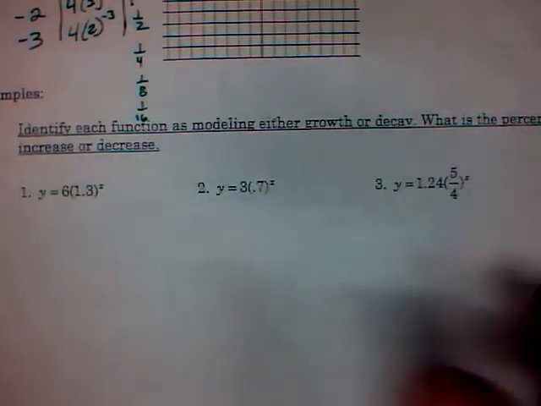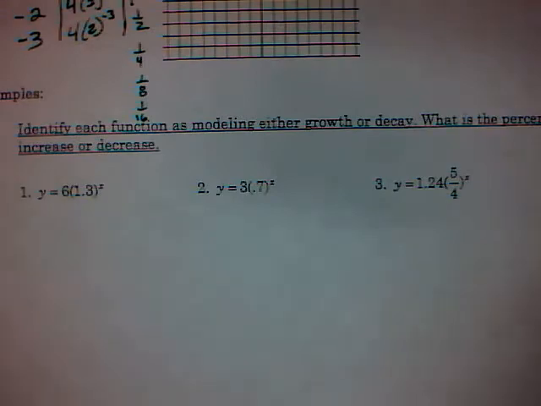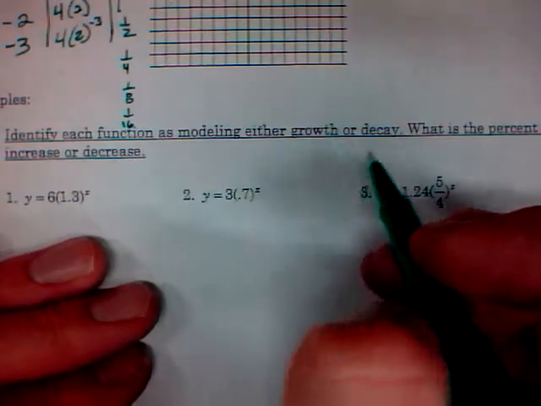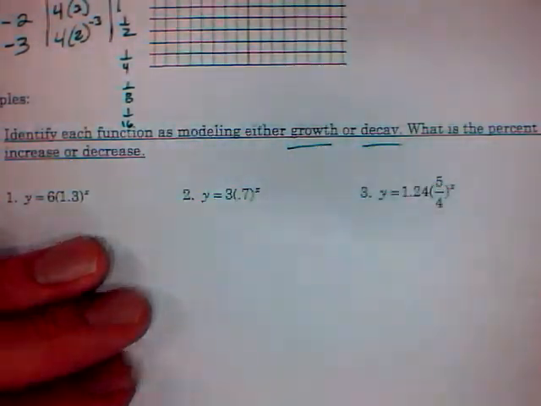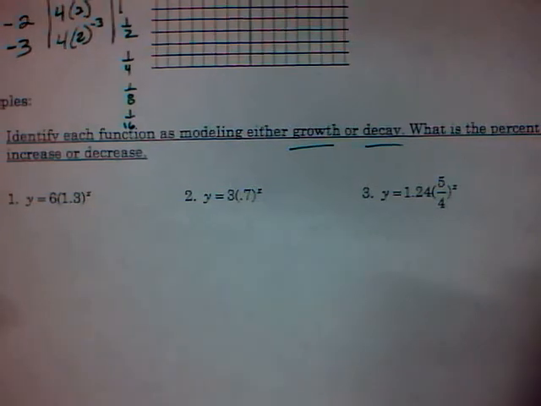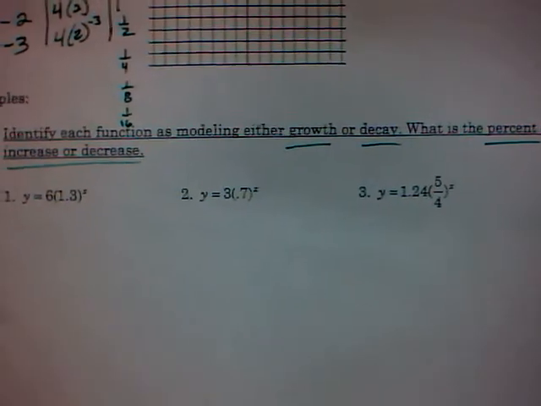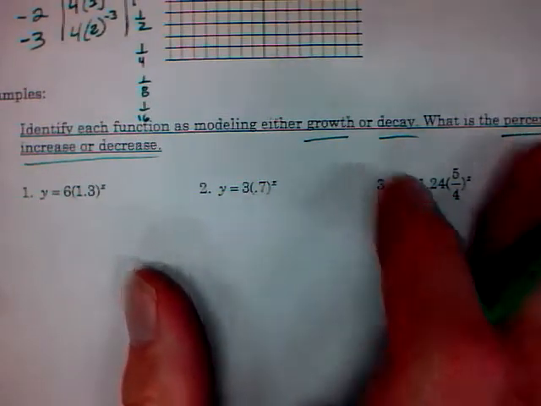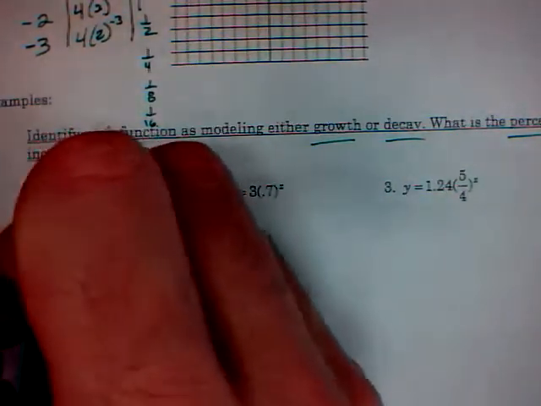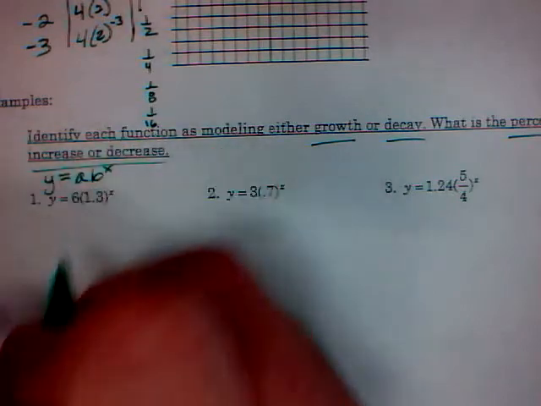Okay, on the bottom section here, what we're going to do is look at identifying whether these are growth or decay, and then what's the percent of increase or decrease on the particular problems. So these follow the form of y equals a times b to the x.